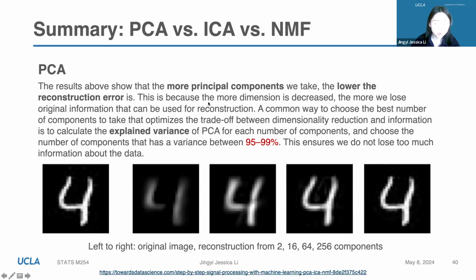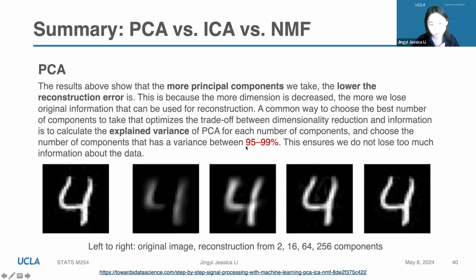The results above show that the more principal components we take, the lower the reconstruction error is. This is because the more the dimension is decreased, the more we lose the original information that can be used for reconstruction. A common way to choose the best number of components that optimizes the trade-off between dimensionality reduction and information is to calculate the explained variance of PCA for each number of components and choose the number of components that has variance between 95 to 99. So this is the variance explained.